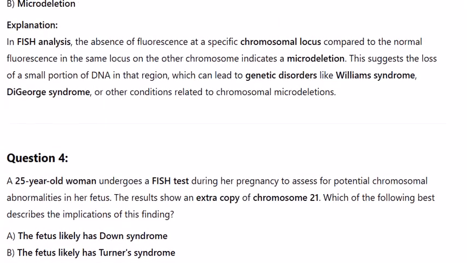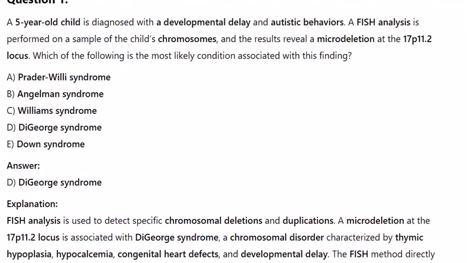Here are 4 high-yield USMLE-style questions focused on fluorescence in situ hybridization, FISH, its principles, and clinical applications. Question 1. A 5-year-old child is diagnosed with a developmental delay and autistic behaviors. A FISH analysis is performed on a sample of the child's chromosomes, and the results reveal a microdeletion at the 17p11.2 locus. Which of the following is the most likely condition associated with this finding?